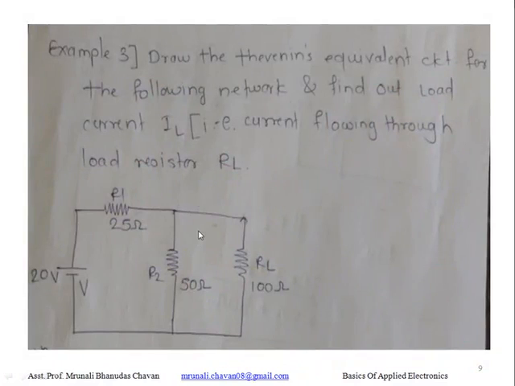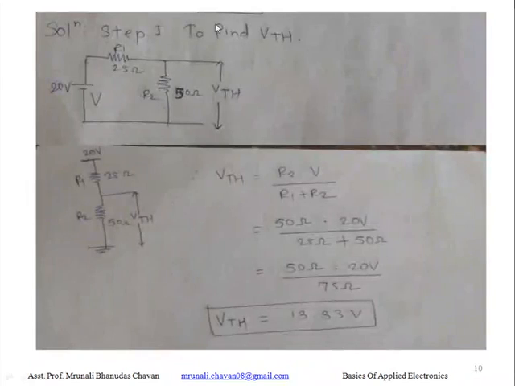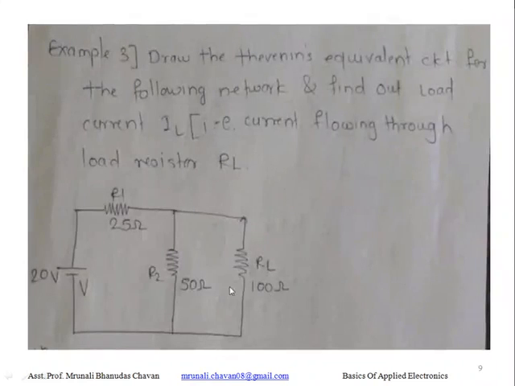So how we can find out the current through RL? We will see further. To find out the Thevenin's equivalent circuit, step 1 to find VTH. How we can calculate VTH here? Remove RL and the terminals open there, measure the VTH in between the open terminals.